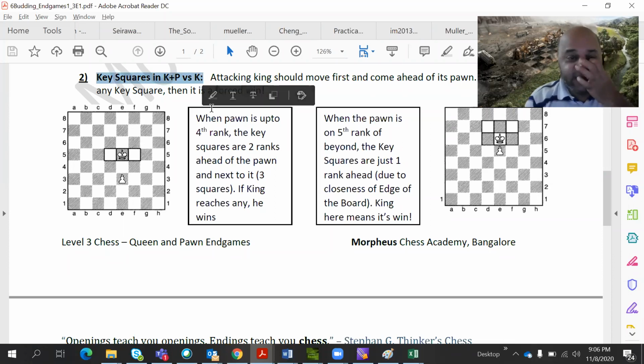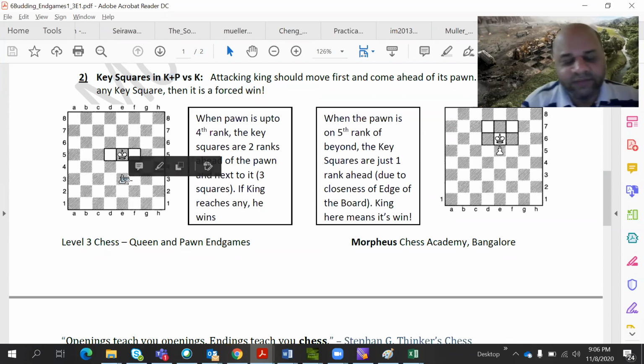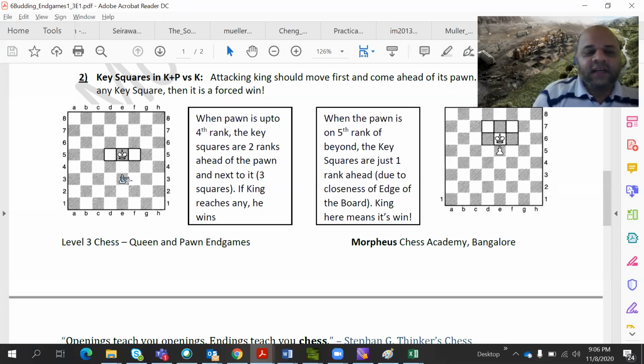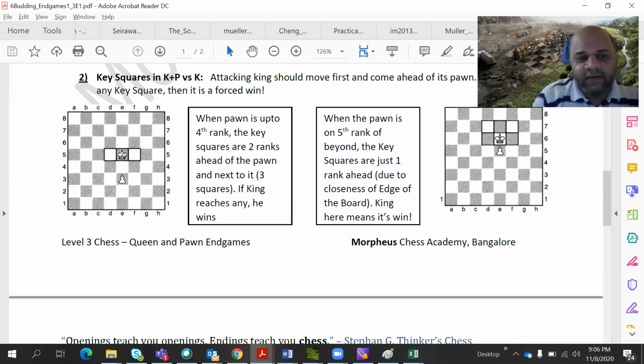Okay, now key squares are defined as long as your pawn is up to the fourth rank. Here we always take the example of white, but it is the same thing for black also. As long as your pawn is up to the fourth rank, which is either the second rank, the original rank, or the third rank, or the fourth rank, up to those ranks, then the key squares are like this, right? If the pawn is there, then the square two squares directly ahead of it, and then each square to the right and the left of that. These are called key squares.